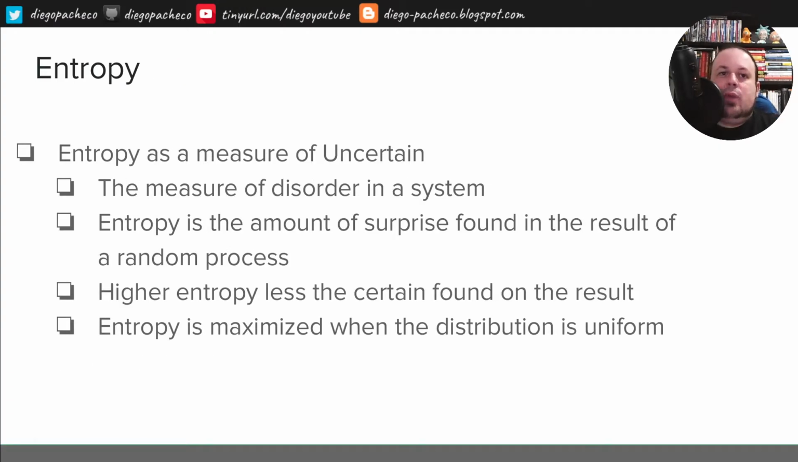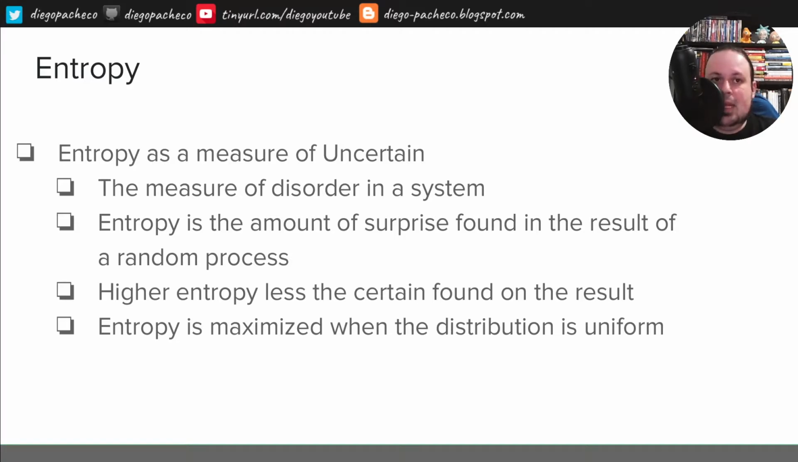In encryption, we also need to talk about entropy. Entropy is a very common term, right? And it can be seen as a measure of uncertainty. So this means that you can also see this as a measure of disorder in a system. Uncertainty is seen as chaos. And entropy is the amount of surprise that you're going to find in the result of a random process.